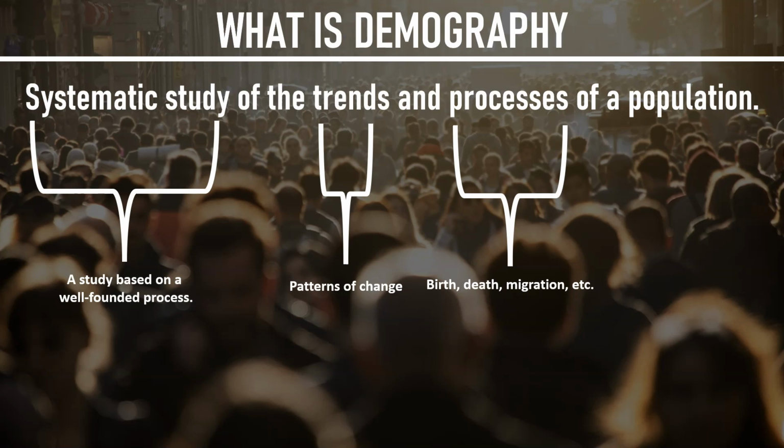And the population processes are birth, death, and migration. Essentially, these factors that affect the change in the population, because birth, death, and migration change the size and density of the population. And lastly, we have the population, which means a group of people sharing the same territory. So if we break this complex definition, demography is a study based on a well-founded process of different patterns of change and processes such as birth, death, migration of a group of people sharing the same territory. In the academic language, that would be a systematic study of the trends and processes of a population.